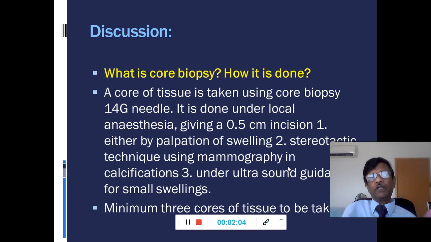What is the core biopsy? How is it done? A core of tissue is taken using a 14 gauge core biopsy needle. It is done under local anesthesia, giving a 0.5 centimeter incision, either by palpation of the swelling, or by a stereotactic technique using a mammogram in calcifications, or under ultrasound guidance for a small swelling. A minimum of 3 cores of tissue are to be taken.